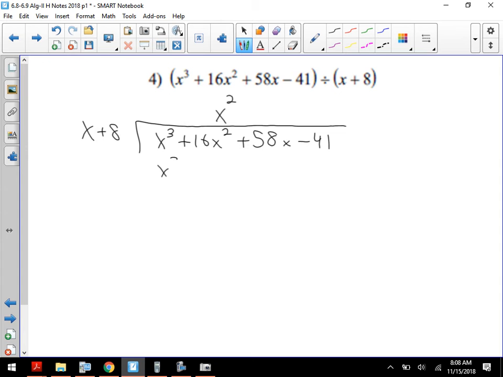Distribute back in and subtract. Make sure you write the subtraction symbol twice so you don't make a dumb mistake. Because, like I said, you never do that. Subtract out, you get 8x squared. Bring down the 58. What do you multiply x by to turn it into 8x squared? 8x, very good. Remember to always keep the same sign, whatever you're multiplying by, to turn it into.